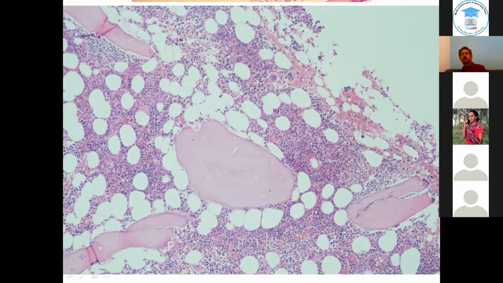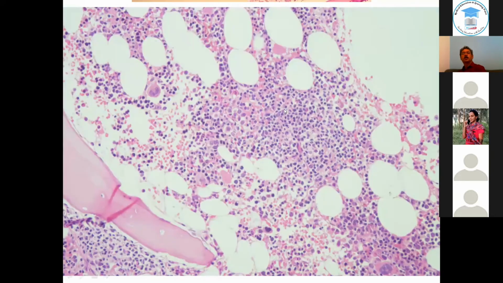Here is a small group of cells which is abnormal. And on high power, you can see that this is a lymphoid nodule. And you can see there's an irregular lymphoid nodule. There are no germinal centers. Well, this is one, and here is a second one.